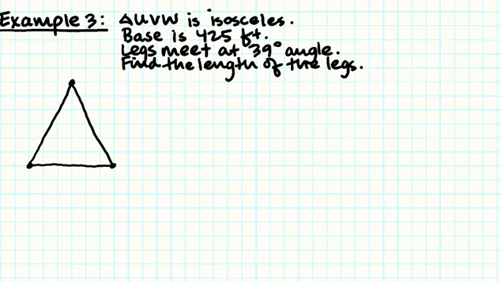All right, the base is 425 feet, so I'm just going to put that 425. The legs meet at a 39-degree angle, so I'll just call this a 39-degree angle. And find the length of the legs. Well, this is law of sines, so I'm going to want to use sine of 39 and 425.